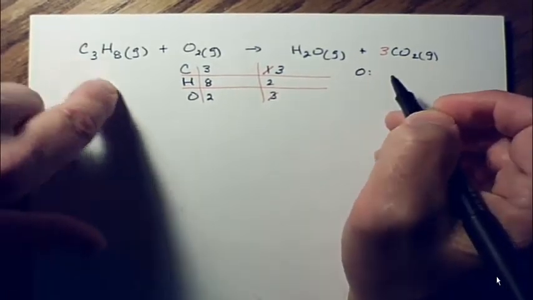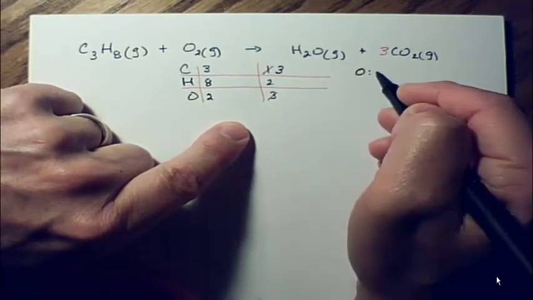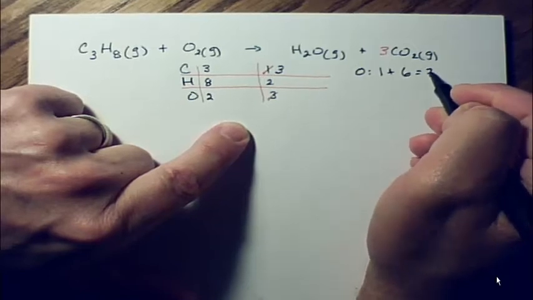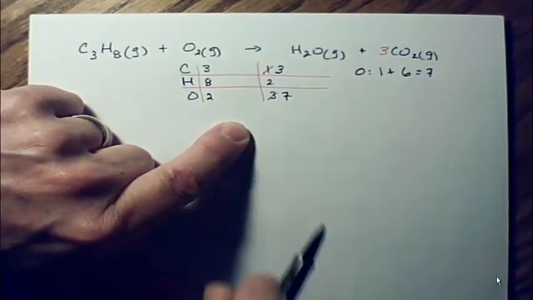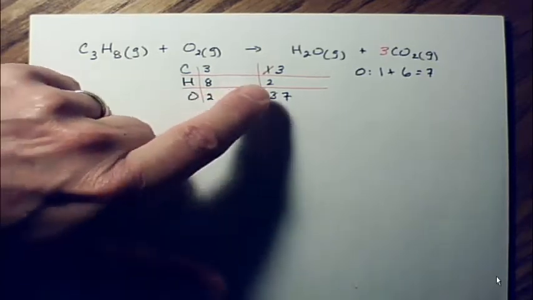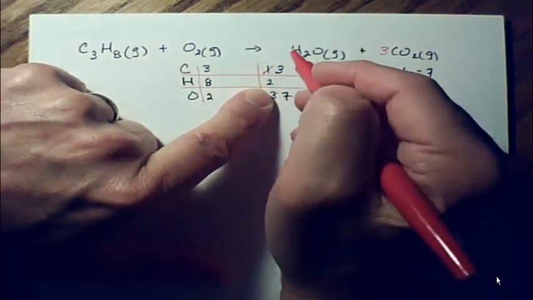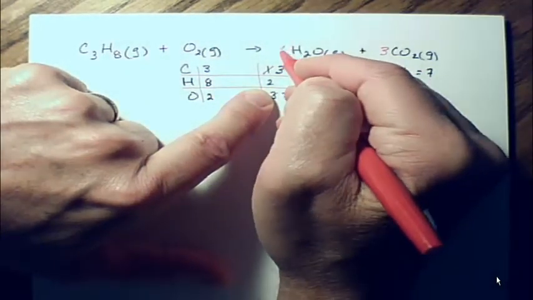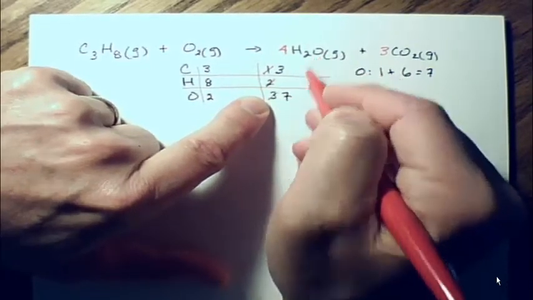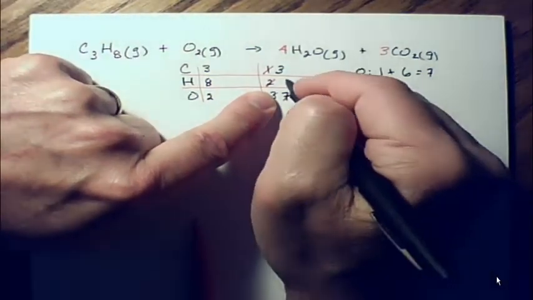So now I've got 3 carbons, and I want to use some space over here that I've got available to add up the number of oxygens just to keep up with things. So I've got 1 oxygen here plus 3 times 2 or 6 here. So that's 7 oxygens I have at the moment. Okay. Now I want to balance the number of hydrogens. I can see I've got 8 on the left and only 2 on the right. To get to 8 on the right, I need a coefficient 4 in front of the water. Okay, that's going to change the number of hydrogens and the number of oxygens.